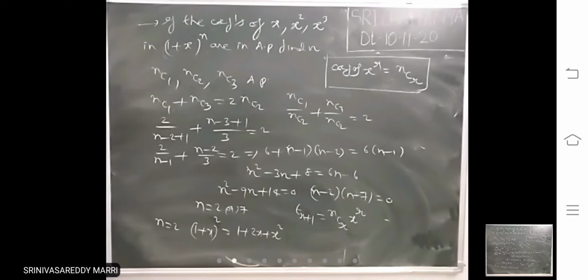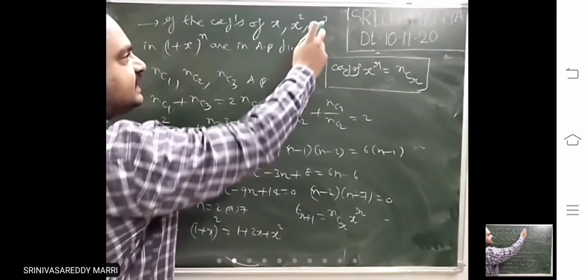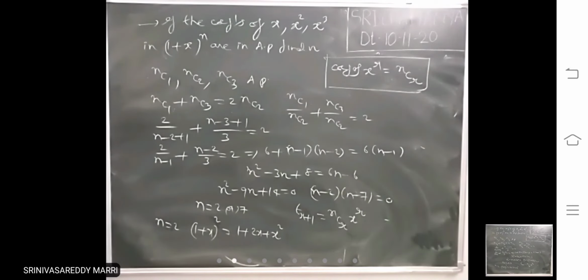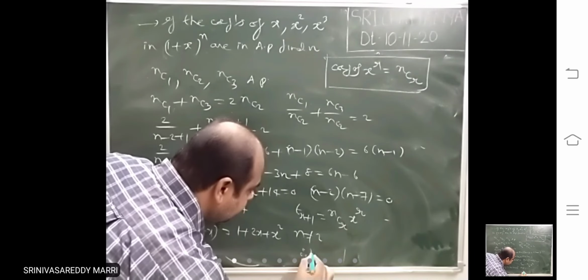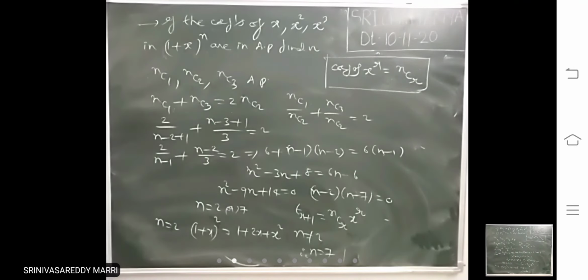Is there any x cube term? If n equal to 2, there won't be any x cube term. But it is existing now. So therefore, if n equal to 2 means there won't be any x cube term. Therefore, n not equal to 2. So therefore, n equal to 7. Here it means that x cube term exists. So n equal to 7.